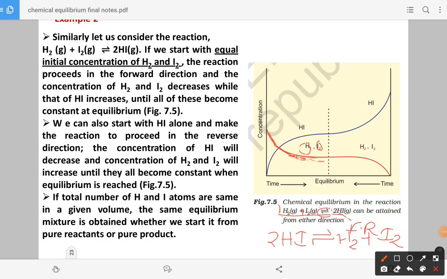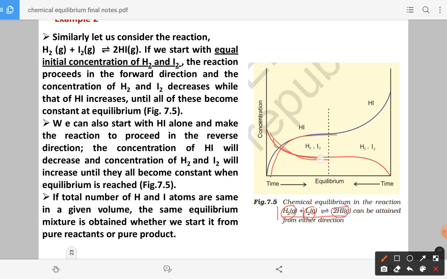So here we have the equation, H2 plus I2 gives rise to 2HI. Now if you see the initial concentration, here we have 1 mole of H2 and 1 mole of I2. So I am taking only one line, because the number of moles of H2 and I2 are the same. As the reaction proceeds, the H2 and I2 concentration decreases. Then HI is the product, so HI concentration slowly increases.